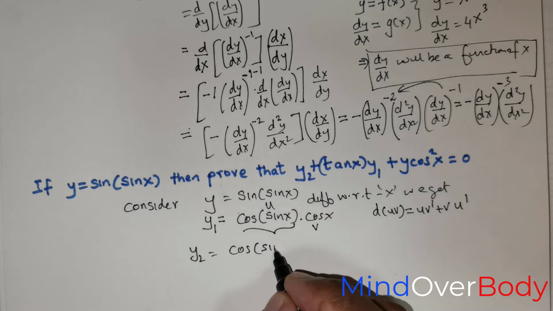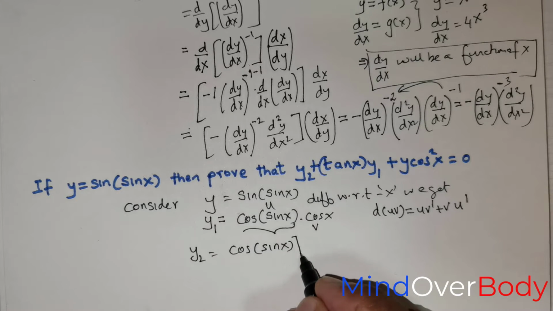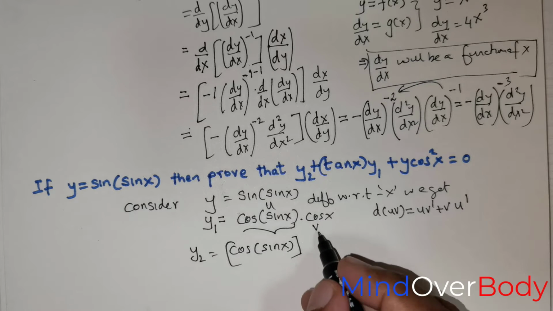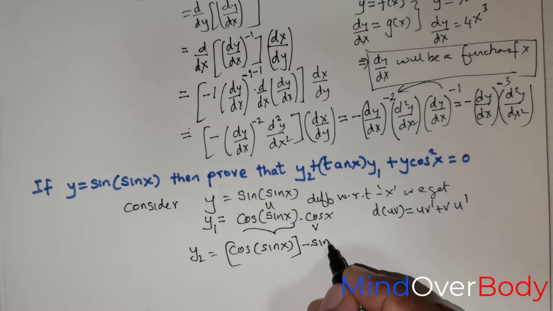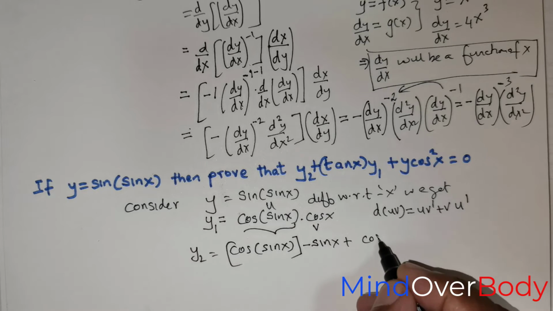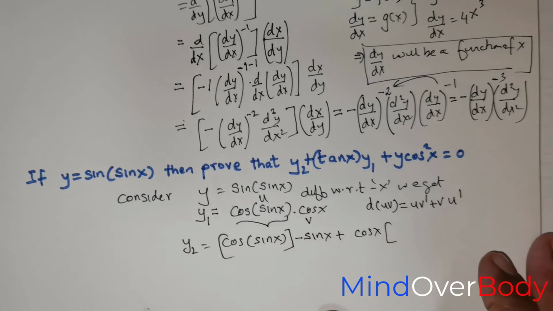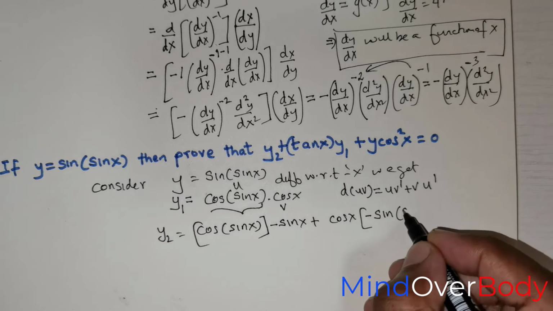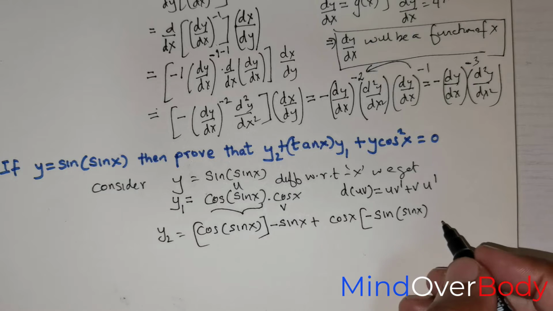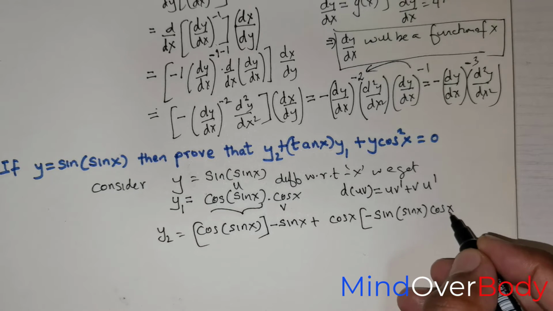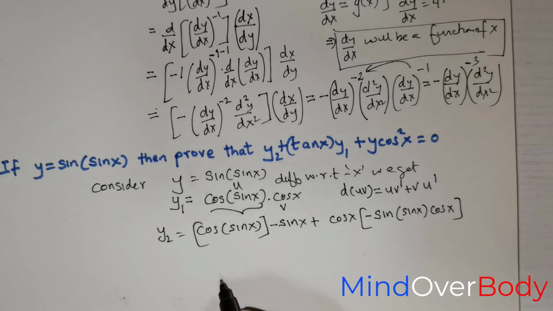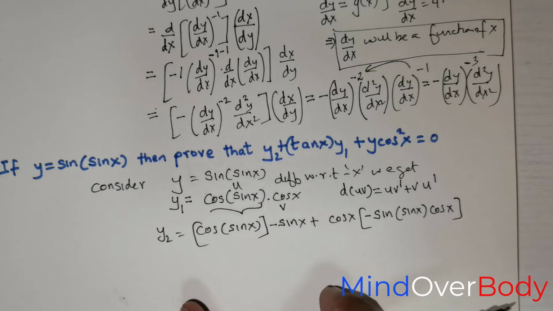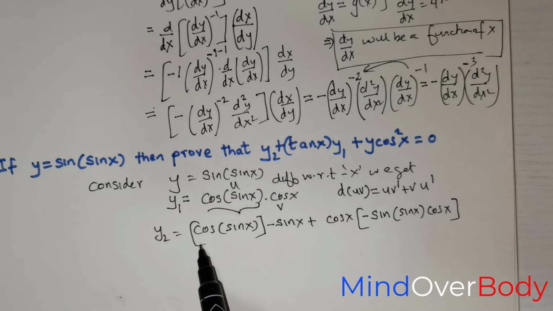cos of sin x, this is my u, times the differentiation of cos x, which would give me negative sin x, plus cos x times the differentiation of this quantity, that's going to give me negative sine of sin x times the differentiation of sin x, that's going to give me cos x. So after you have got this, you will have to adopt the concept of backward substitution. In other words, rewrite these components using y1 and y.